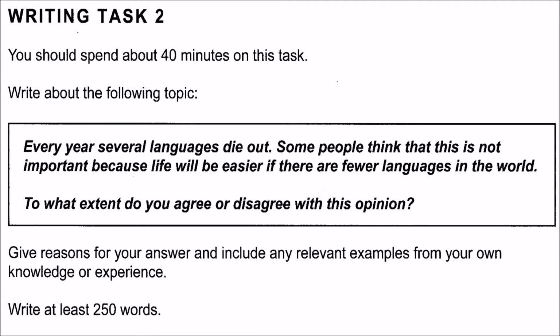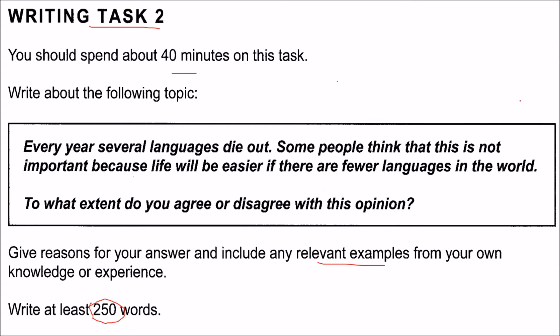Now coming to writing task 2. This contains more words, which means you need to put in more effort and words, 250 words at least, and more time also, 40 minutes. Write about the following topic. Every year several languages die out. Some people think that this is not important because life will be easier if there are fewer languages in the world. To what extent do you agree or disagree with this opinion? Give reasons for your answer. Include any relevant examples from your own knowledge or experience.